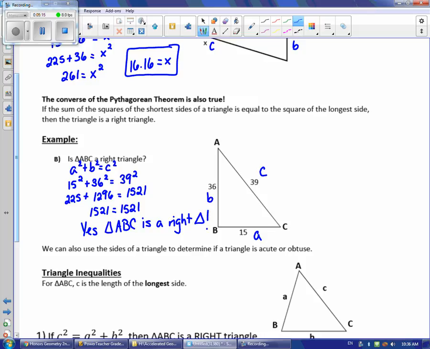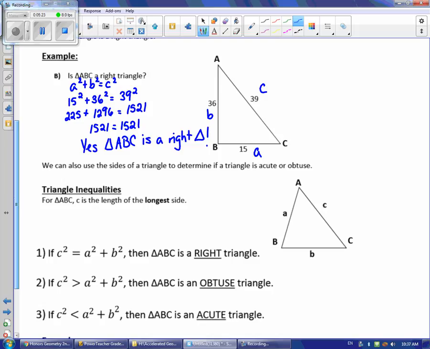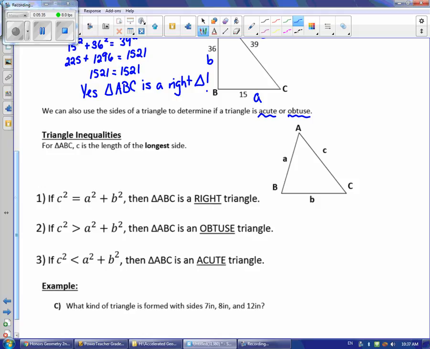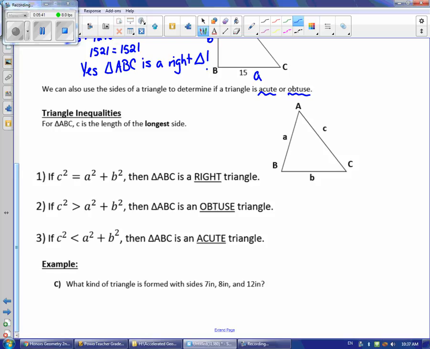Now say what you get on one side of the equation does not equal what you get on the other side. That means your triangle is either acute or obtuse. So remember, acute meaning you have all three angles smaller than 90 degrees. Obtuse, one of the angles is larger than 90. So we have these three triangle inequalities to determine what kind of triangle we get. You always let the longest side be C.